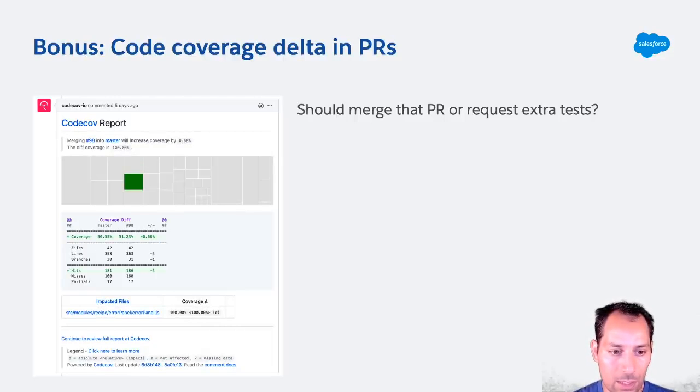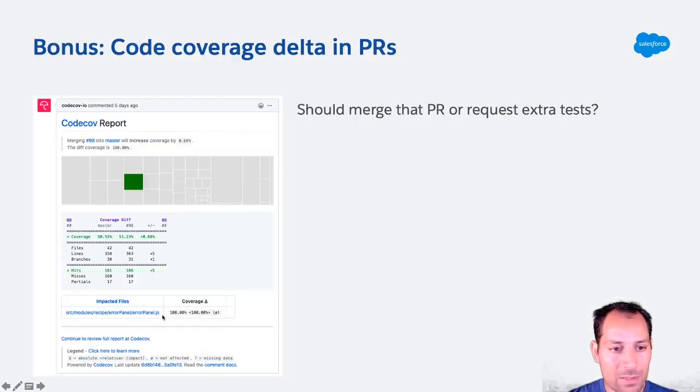should we merge that PR or request extra tests? So this particular example was for a PR that added a new file, which is error panel here. And this file was actually entirely covered. So it was 100% code coverage. So that's something you can basically accept safely.